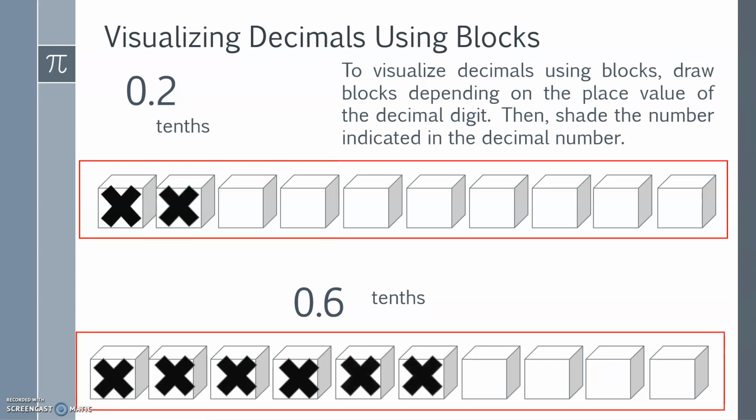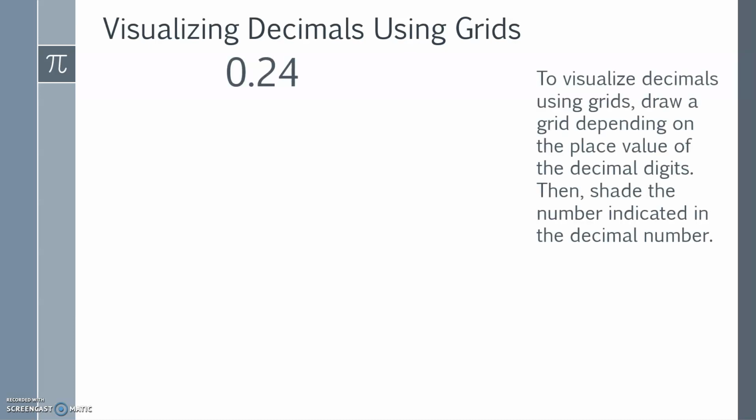Okay. So, ganyan mag-visualize ng decimals using blocks. Now, how about visualizing decimals using grids? So, let's say we have 24 hundredths. So, sabi dyan, to visualize decimals using grids, draw a grid depending on the place value of the decimal digits. Then, shade the number indicated in the decimal number.